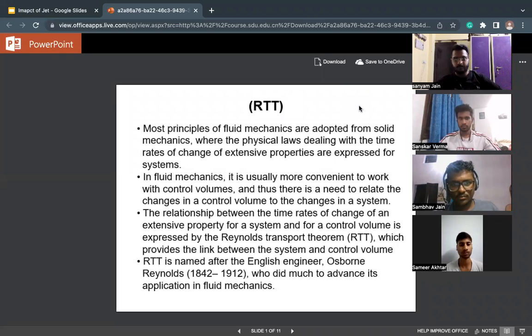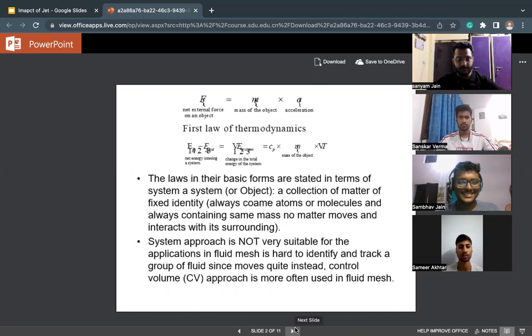The Reynolds transport theorem, RTT, is named after the English engineer Osborne Reynolds, who did much to advance its application in fluid mechanics. Here you can see the equation that is used to follow the Reynolds transport theorem.